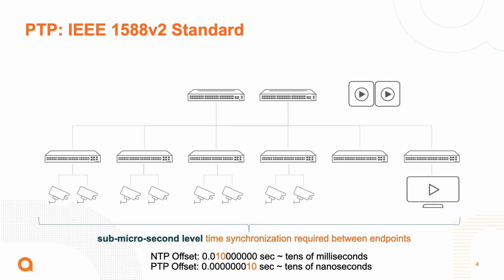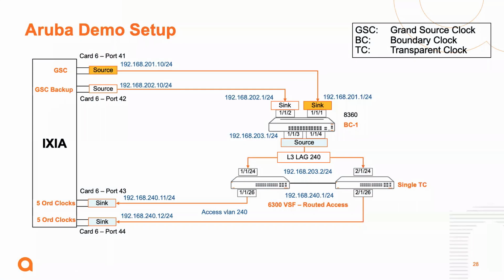So let's get into the demo. Before jumping into the demo, let's take a look at our layout. The network that we will test is a network with one boundary clock and one transparent clock. The boundary clock is represented at the top right, and it's an 8360 switch. The transparent clock is a pair of 6300 switches in a VSF stack.